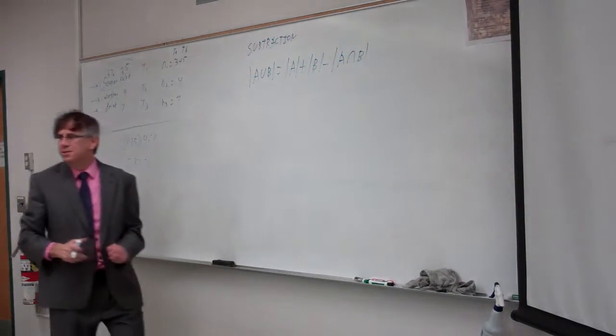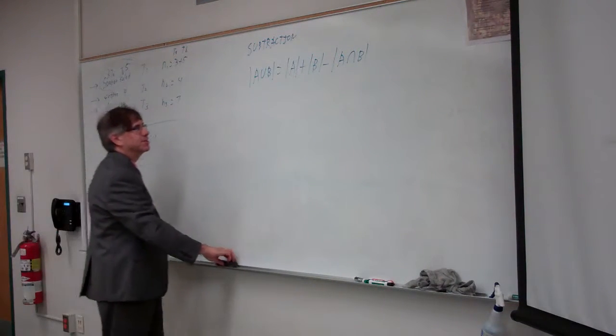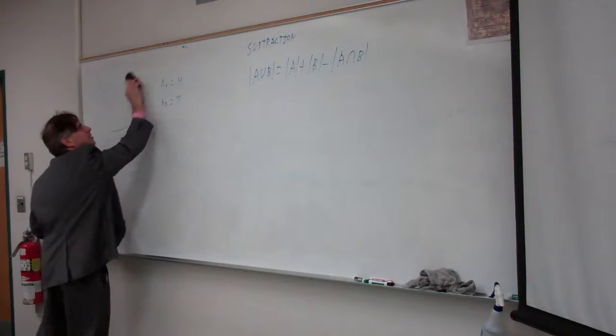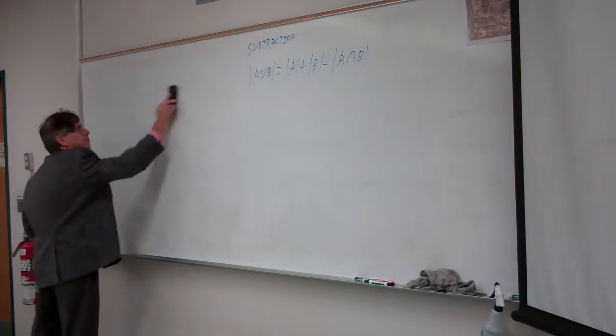We had this when we did set theory. The number of elements in the union is the number of elements in each set minus the number of elements in common. Because if an element's in common, we're going to count it twice. Once in A and once in B, so we subtract that off. And this is basically the idea of the subtraction rule.